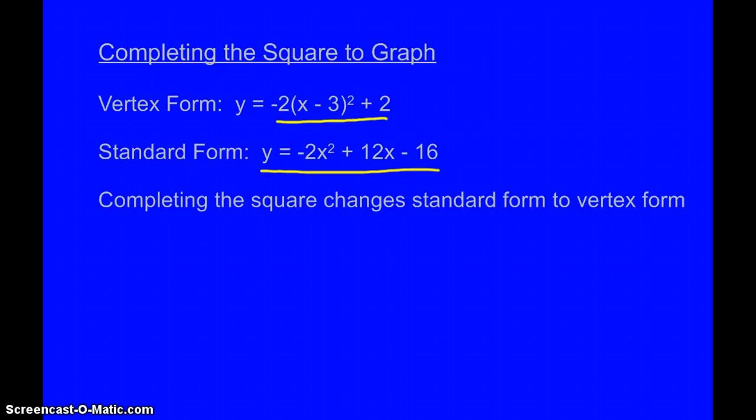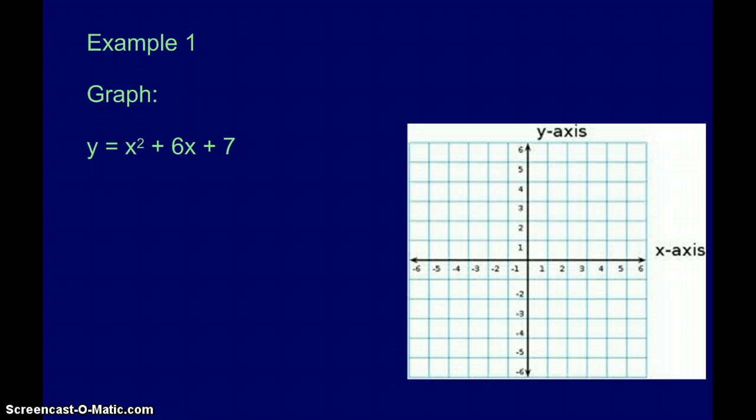What we're going to learn to do today is to go from standard form into vertex form, because we found the vertex form graphing to be fairly easy, and we're going to use completing the square to change our standard form into vertex form. Our first example here is going to be an equation like y equals x squared plus 6x plus 7. We're going to go through the process of completing the square in order to get this into our vertex form.